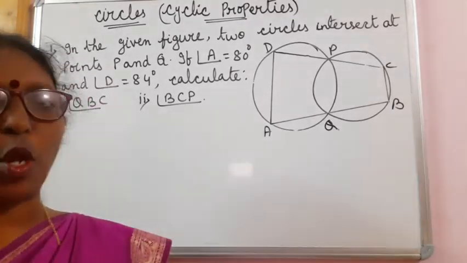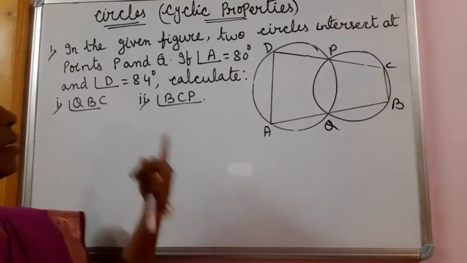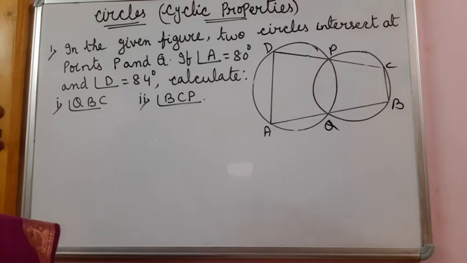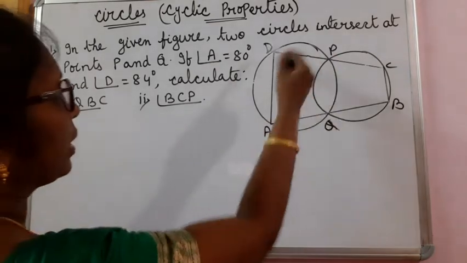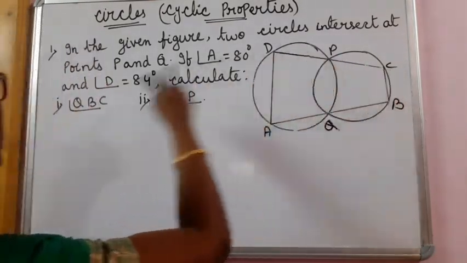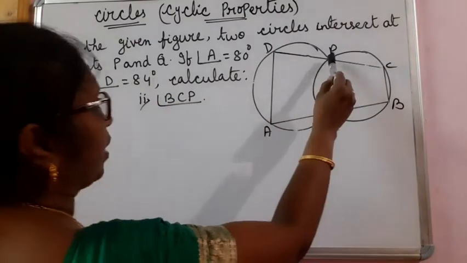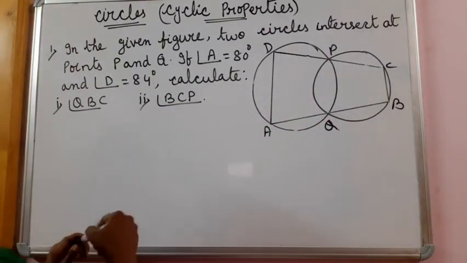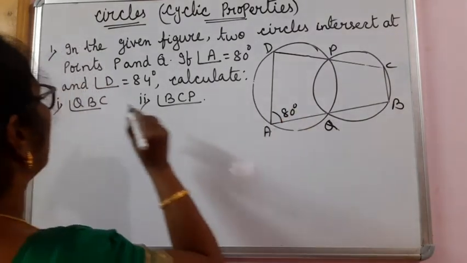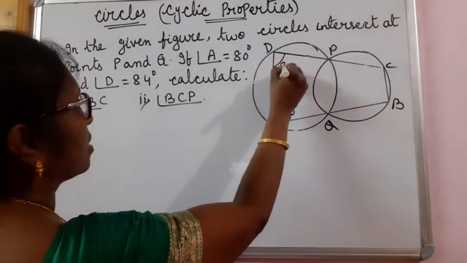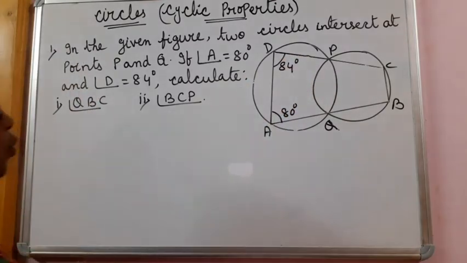Today let us have a problem based on circles, that is cyclic properties of a circle. Let us have a figure based problem. This is the given figure. In this figure, these two circles intersect at points P and Q. Angle A is 80 degrees and angle D is 84 degrees, given to us.